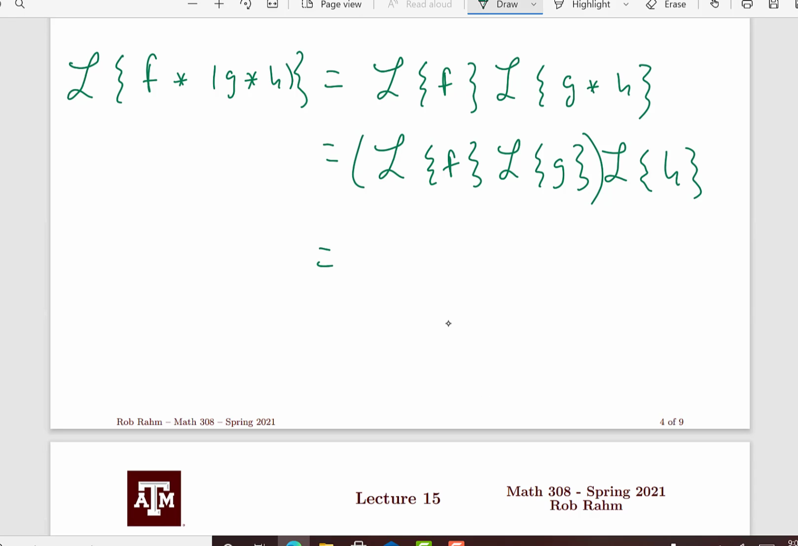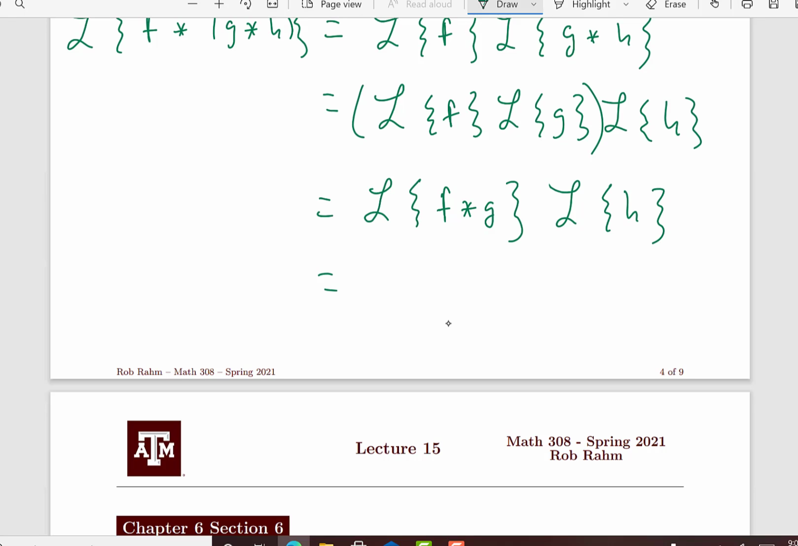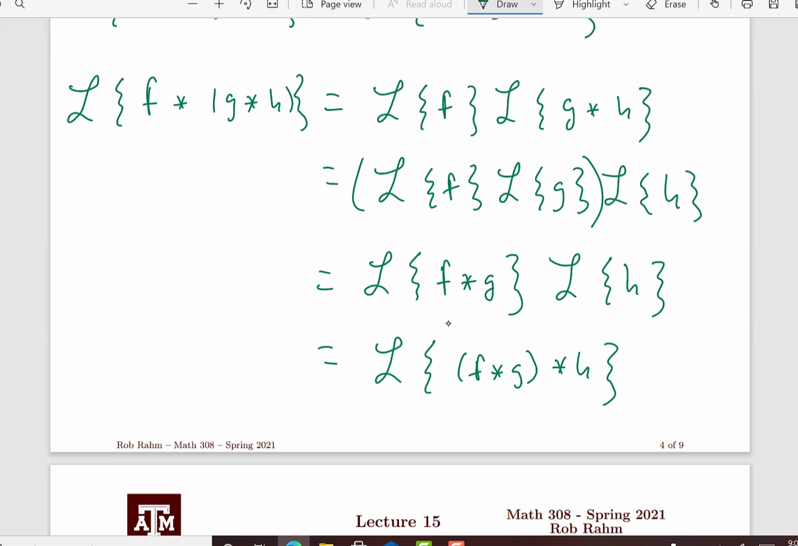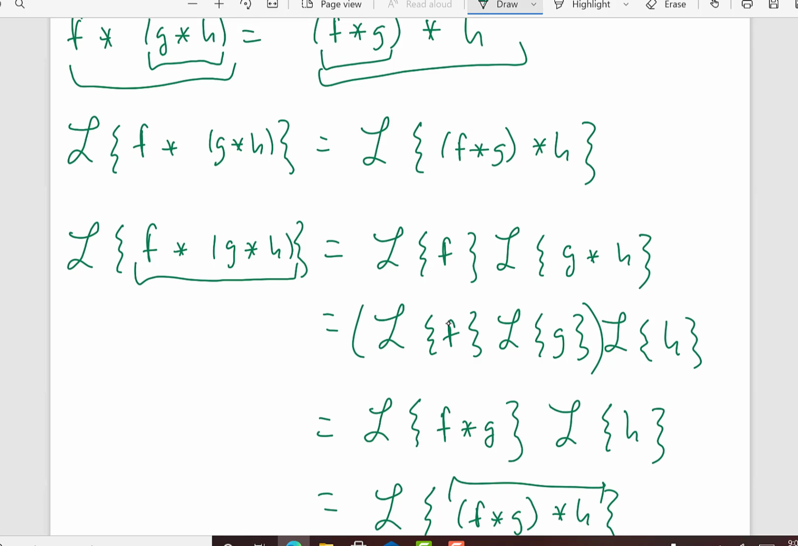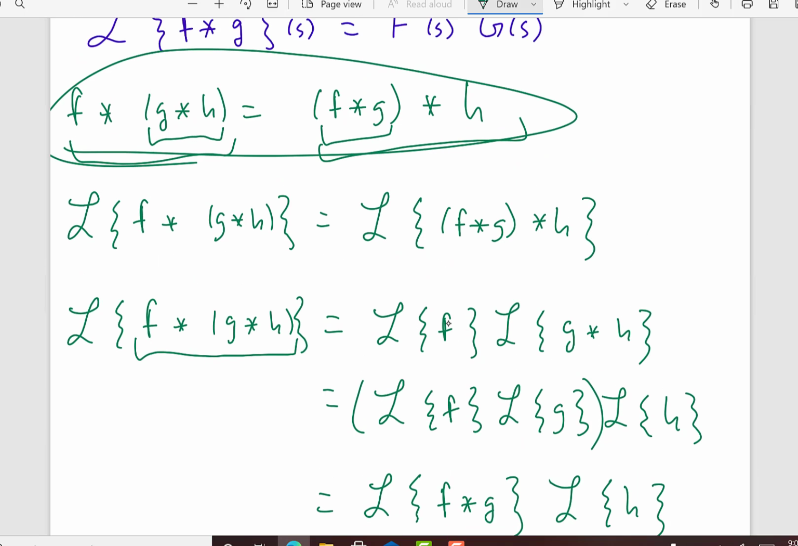So in parentheses, this is the Laplace transform of f convolved with g. And now we're multiplying it by the Laplace transform of h. And this then is equal, again using the relationship between Laplace transforms and convolution, to the Laplace transform of f convolved with g convolved with h. Okay, so in other words, since the Laplace transforms of these two functions are equal, it allows us to conclude that f convolved with g convolved with h is equal to f convolved with g convolved with h.